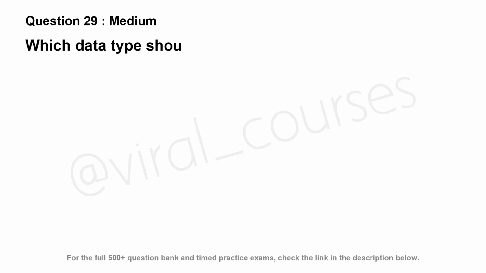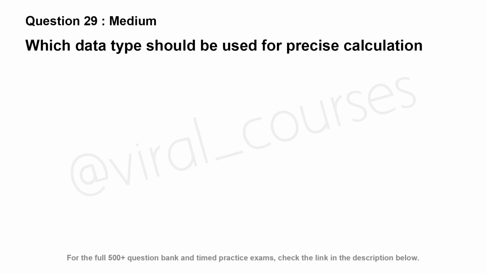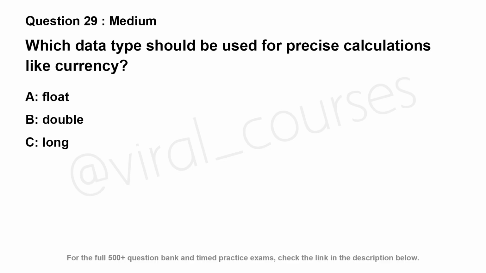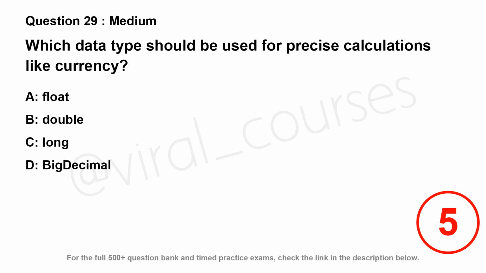Which data type should be used for precise calculations like currency? Option A, float. Option B, double. Option C, long. Option D, BigDecimal.